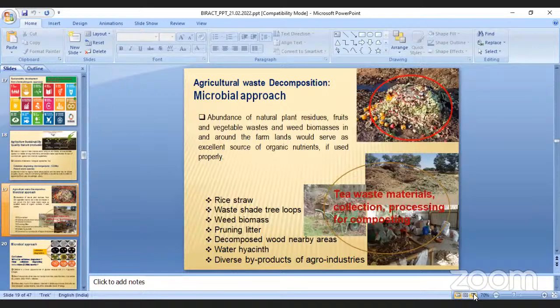which, whenever added to soil, can enrich the carbon content, the nitrogen content, and the phosphorus content in soil, and other soil physiological properties can also be enhanced due to application of these organic biofertilizers.